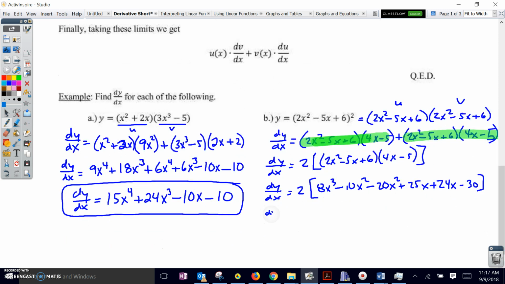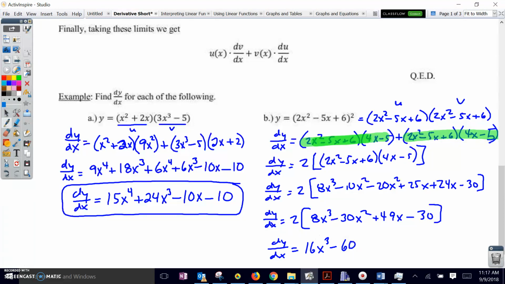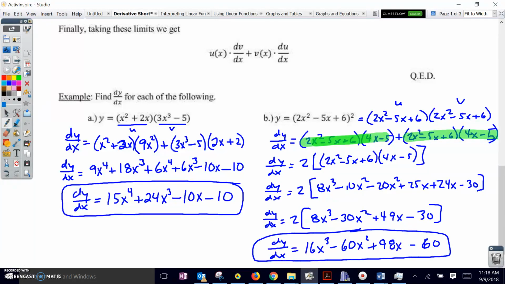And now I'm going to combine my like terms inside the brackets. Gives me 8x to the third minus 30x squared plus 49x minus 30. And then I'm going to distribute the 2 through those brackets. And we have that our final derivative is 16x to the third minus 60x squared plus 98x minus 60. Alright, and that is the product rule.